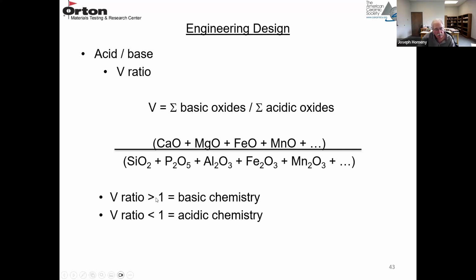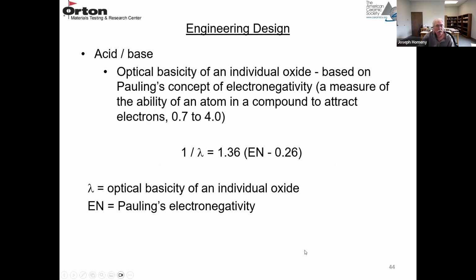components, if the V ratio is greater than 1, you have high lime and MgO present. It's a basic chemistry. If the V ratio is less than 1, you have high silica, and so on. You have an acidic chemistry. So the V ratio determines whether the system, whether it's a refractory or a slag, is basic or acidic. That table I showed was empirical.